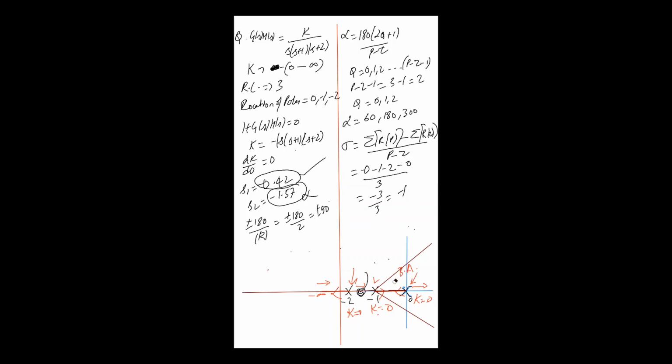After intersecting, one branch is coming from here. Another branch is coming from here. After intersecting, one branch is moving like this. Another branch is moving like this to infinite. The branch which is coming from here will follow the asymptote and will go to infinite. So this is the case of K equal to infinite.